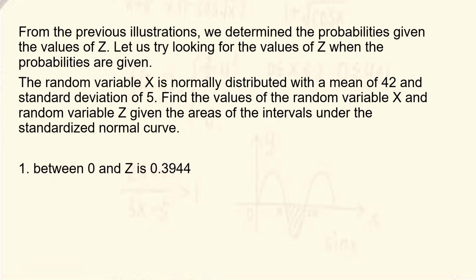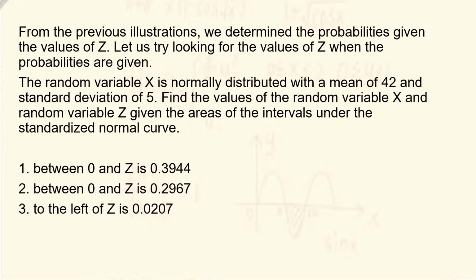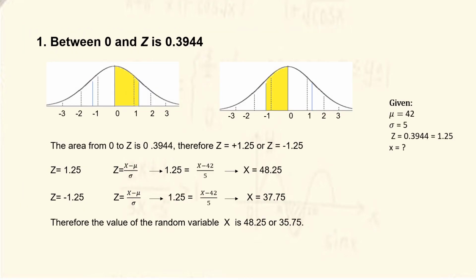For number 1, between 0 and z is 0.3944. Number 2, between 0 and z is 0.2967. Number 3, to the left of z is 0.0207. For number 1, between 0 and z is 0.3944.